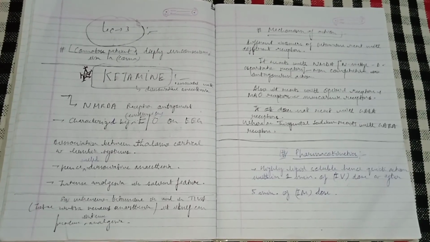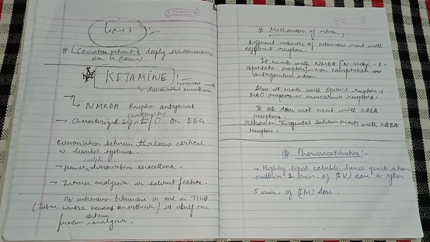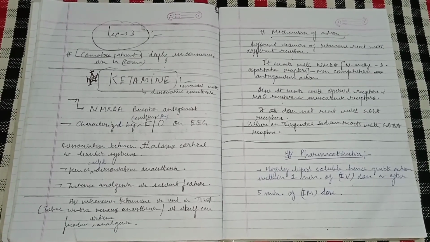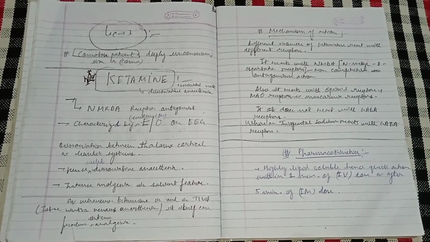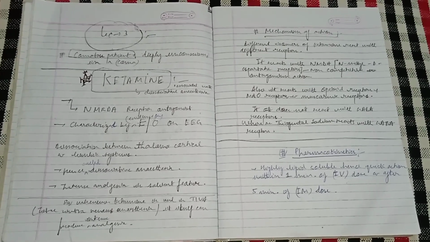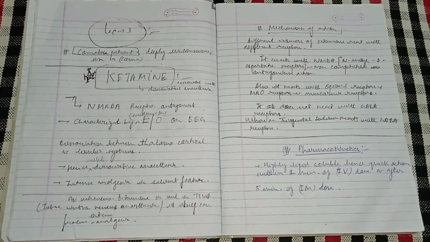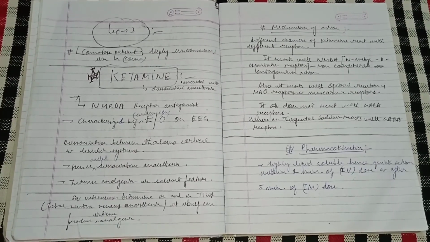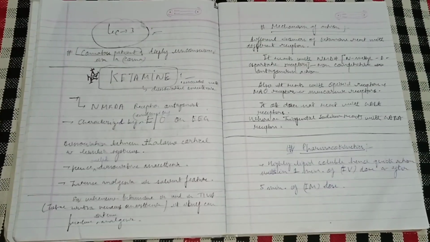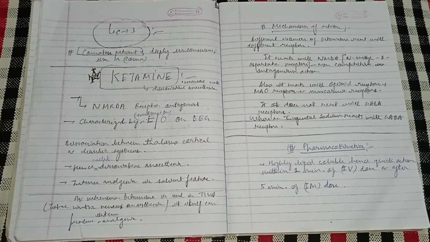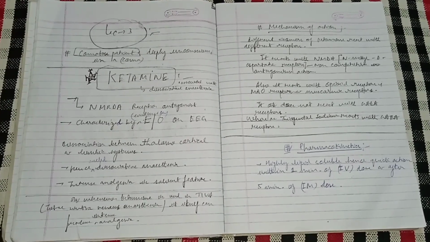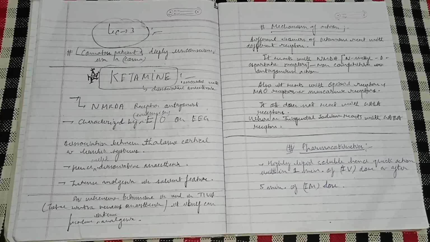It is characterized by evidence on EEG, which ensures dissociation between the thalamocortical and limbic systems. Hence, the anesthesia caused by ketamine is termed dissociative anesthesia, because it ensures dissociation between the thalamocortical and the limbic systems on EEG. And intense analgesia is the salient feature of ketamine. Whenever ketamine is used in total intravenous anesthesia, it itself can produce intense analgesia.